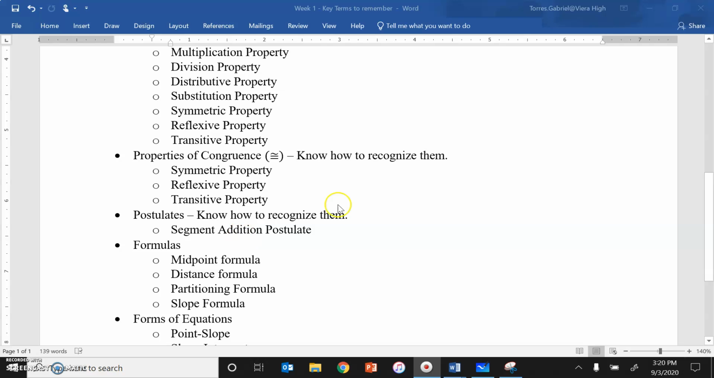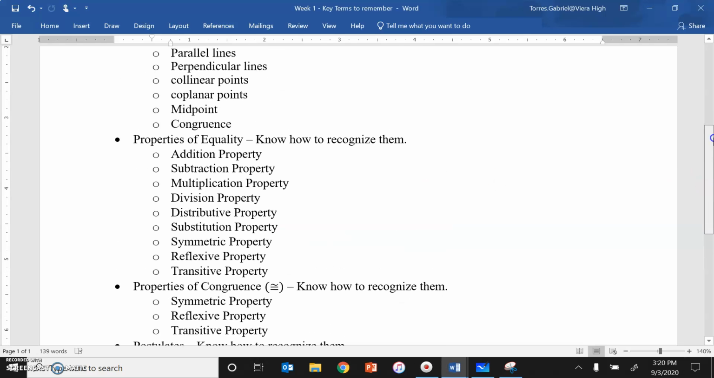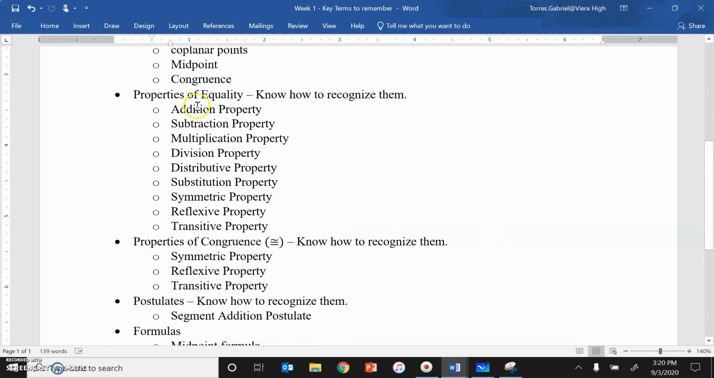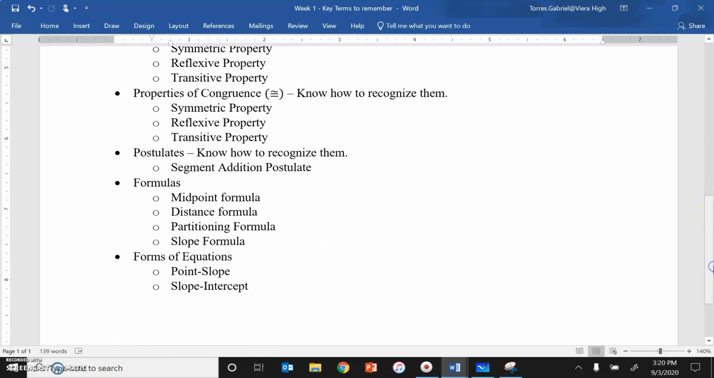We talked about midpoint, and we even introduced the midpoint formula this week. All these properties of equality and the properties of congruence are going to keep coming up. We didn't test on proofs last week, so you can bet that we're going to be testing on proofs this week. All these properties, including the segment addition postulate, allow you to add two smaller segments and set them equal to a larger segment.